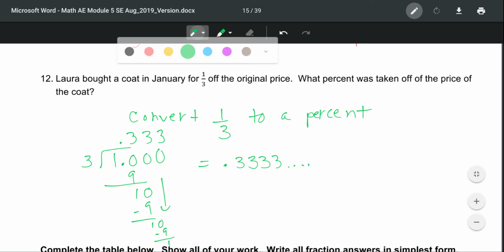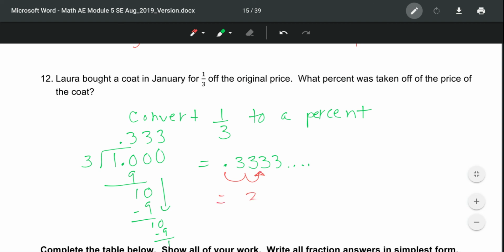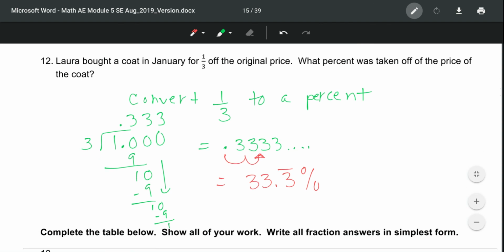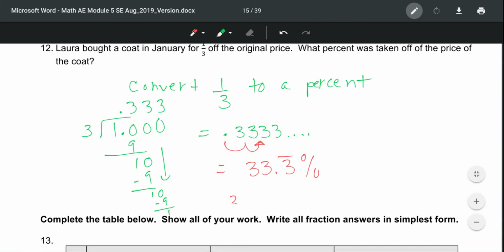Now we need to convert this decimal into a percent. So move the decimal 2 places to the right. So this would be 33.3 repeating percent, because the 3 is going to keep going. So we can say that 33.3 repeating percent was taken off the coat.